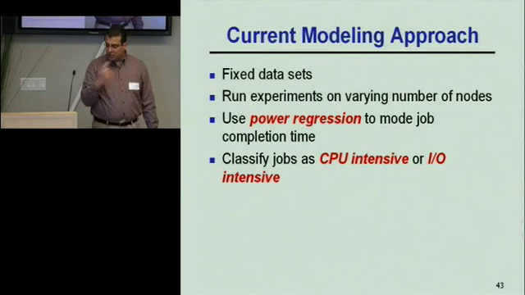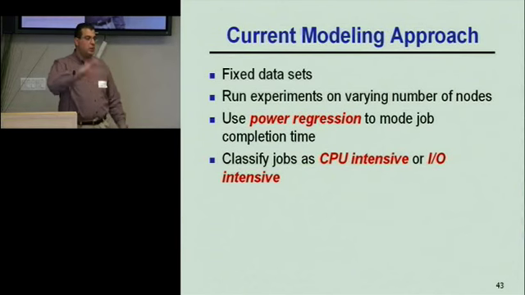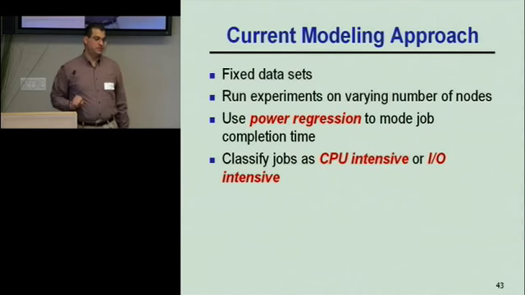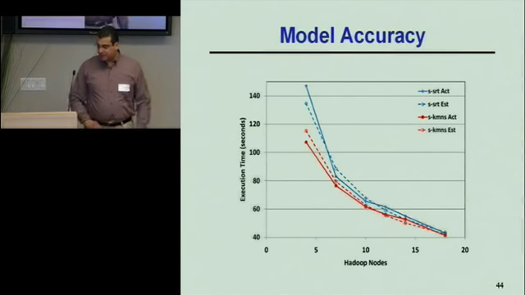Okay, so we run experiments on different numbers of nodes, and we fit a power regression to the observed execution time. We also classify jobs as CPU intensive or IO intensive, because that's going to help us when we allocate jobs to physical machines. Okay, so here's an example of what we get.